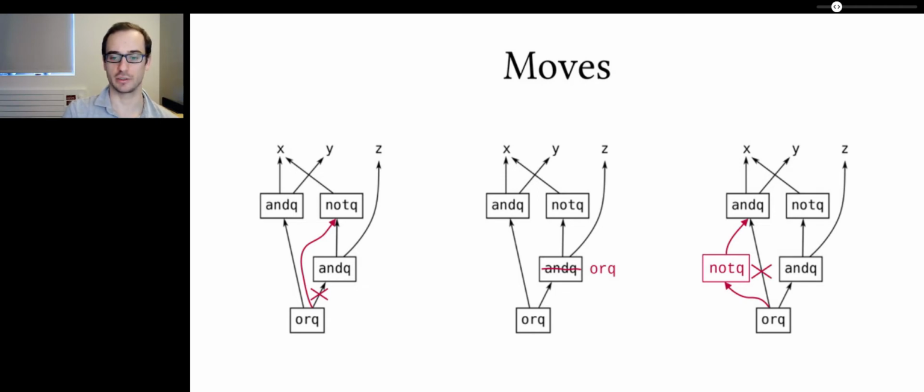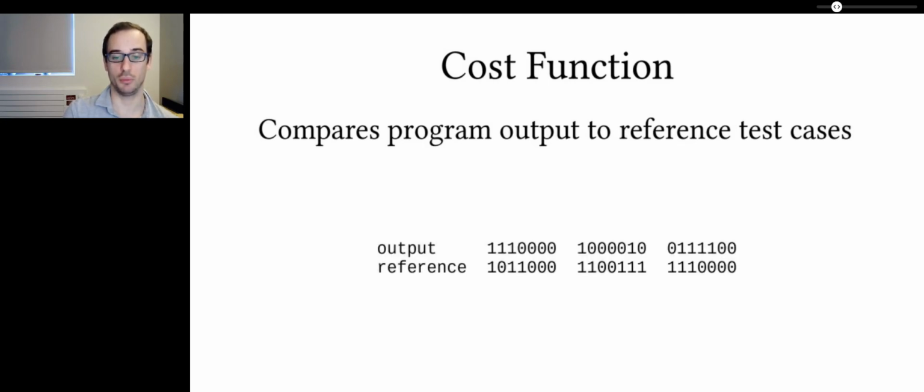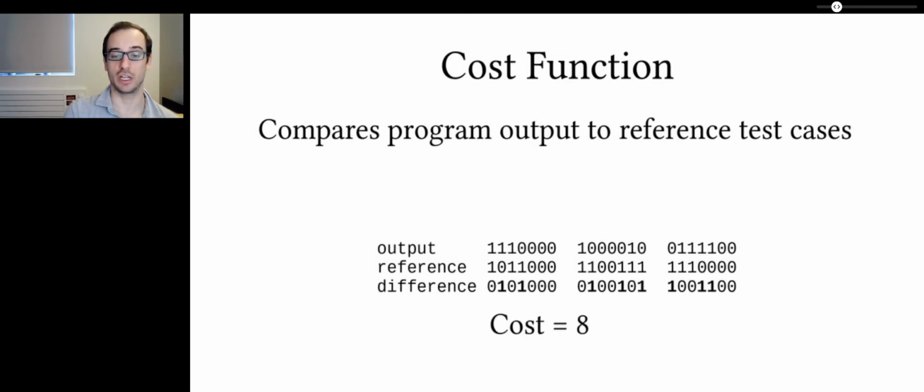Because we select which nodes and which operations, et cetera, entirely at random, we're going to need some way to guide this process. And we're going to do that with a cost function. A cost function is a way to compare the output of the program with the reference from the test cases. So if we have some output and a reference, one possible cost function is to count up all of the bits of difference between them and use that as the cost. But we're going to investigate several other cost functions in our evaluation.